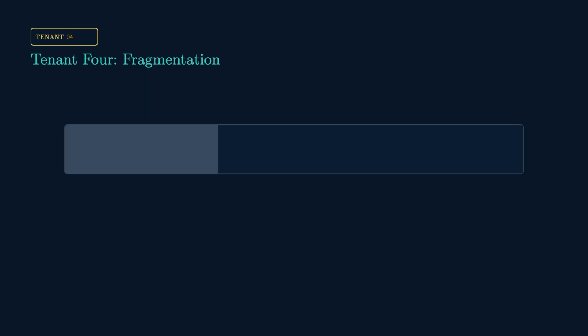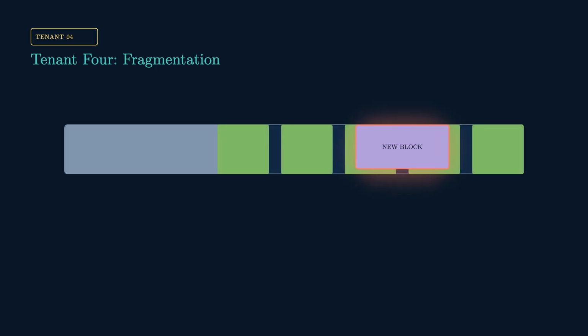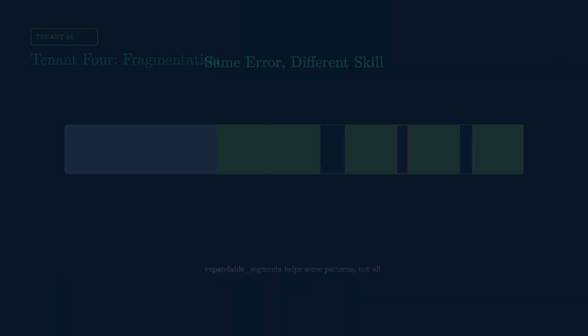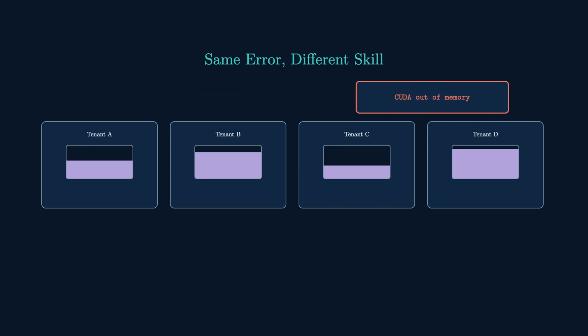Tenant 4, fragmentation. PyTorch's allocator can leave your free memory scattered into pieces that are individually too small for one big request even while the headline free total looks perfectly healthy. Expandable segments mitigate some patterns. Not all. And it can't help you when the request exceeds what's free to begin with. 4 tenants. 1 error message, and it fits equally well over any of them.